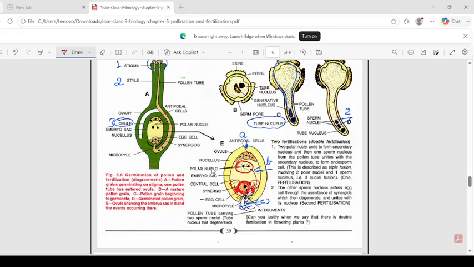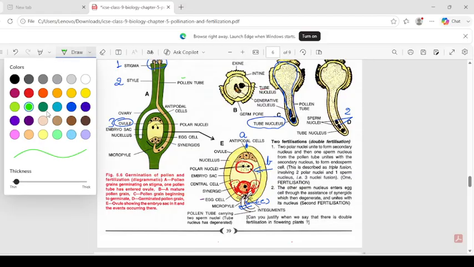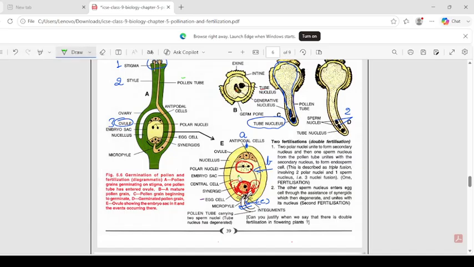Now two male gametes are released. I'm taking another color for the male gametes, let's say green. After entry of these two male gametes, the first male gamete fuses with the egg cell and produces the zygote. This is the process where the first male gamete fuses with the egg cell and produces the zygote. The male gamete is haploid and the egg cell is haploid, so the zygote will be diploid.